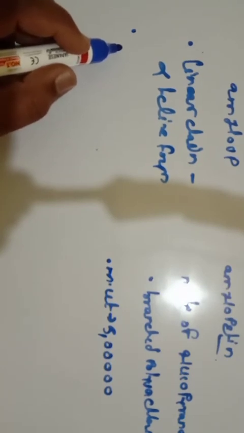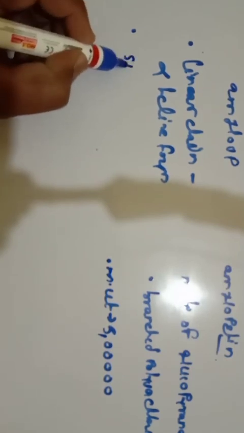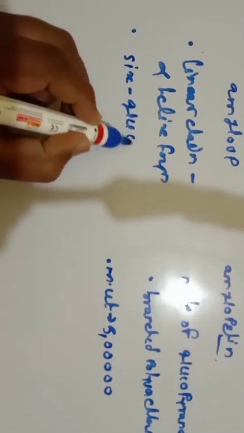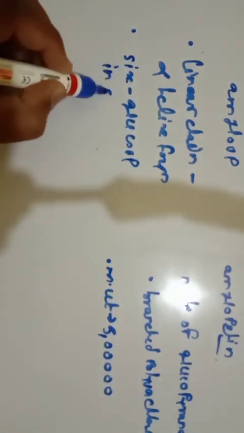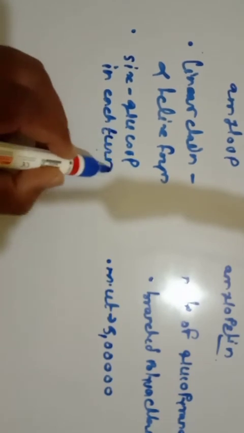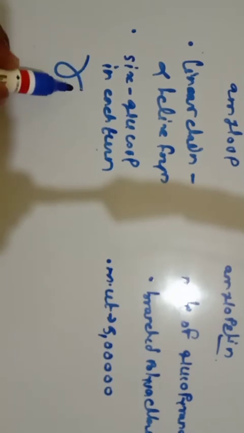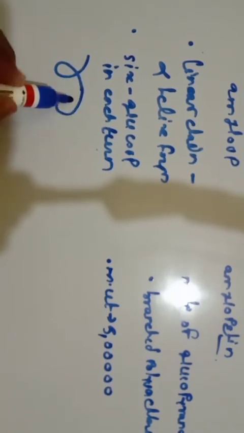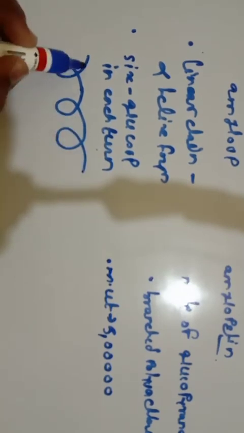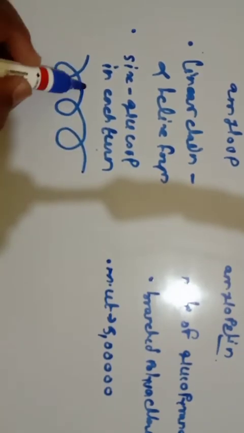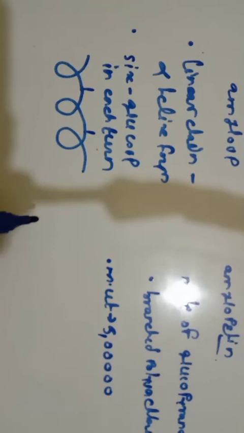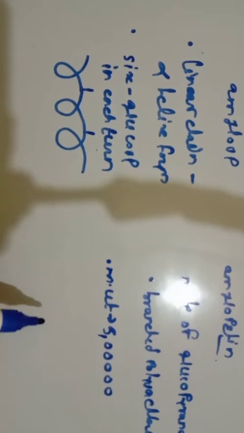Okay, and there are a total of 6 glucose molecules in each turn. So if you see, this is your alpha helix structure and this is your one turn. From this to this is one turn, and there are a total of 6 glucose molecules in each turn. Okay, so this is the difference.